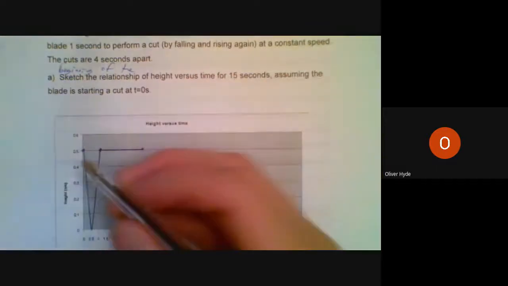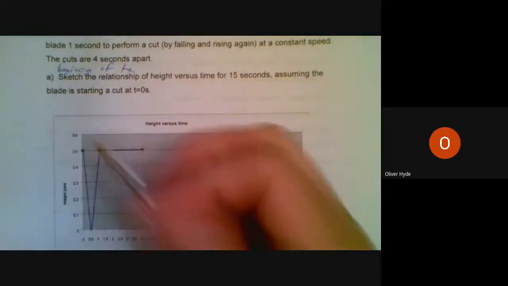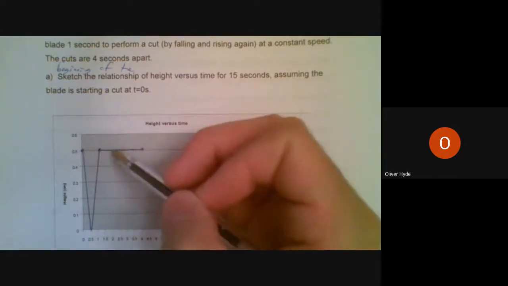So this is the pathway that the blade takes. Well, although this is time, the blade's not going to the left. The blade goes down and then up and then stays at that height for about 3 seconds. Then it goes back down and up, down, up.